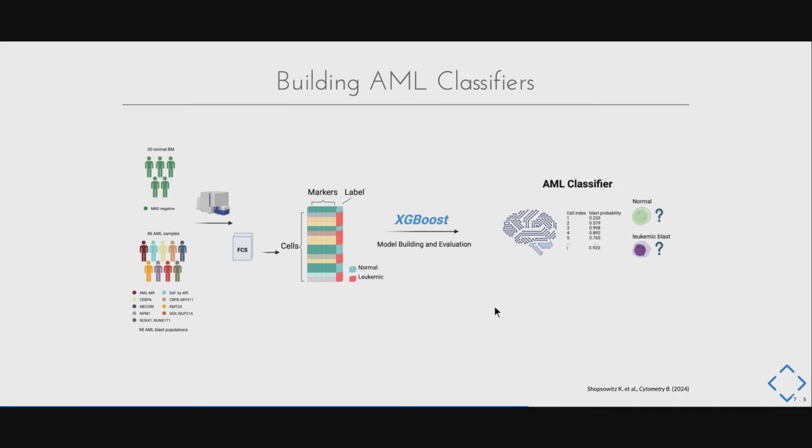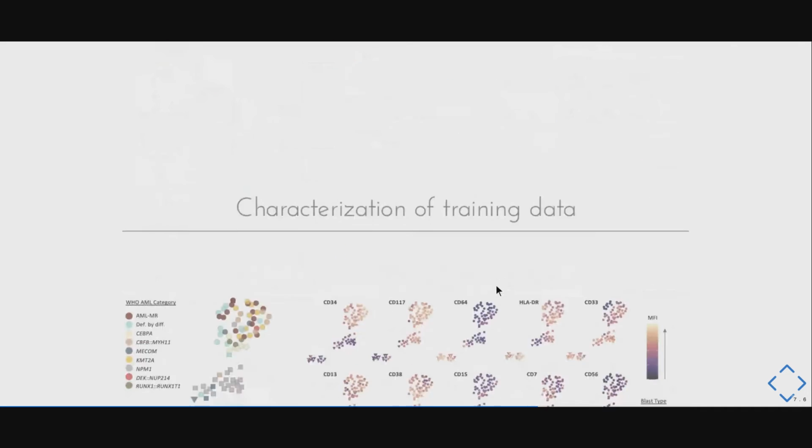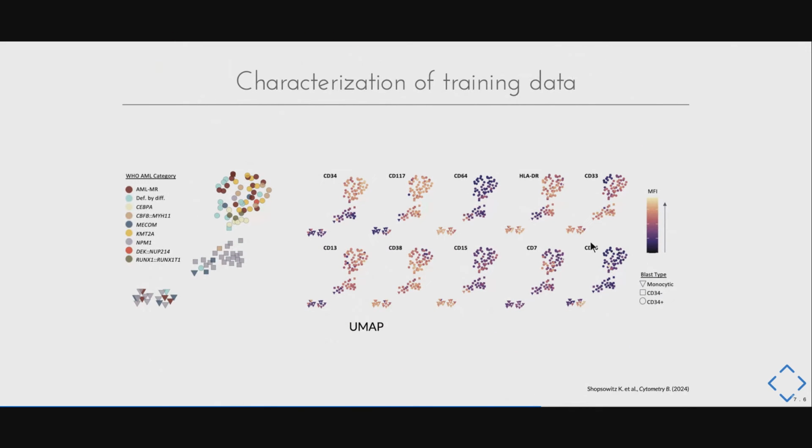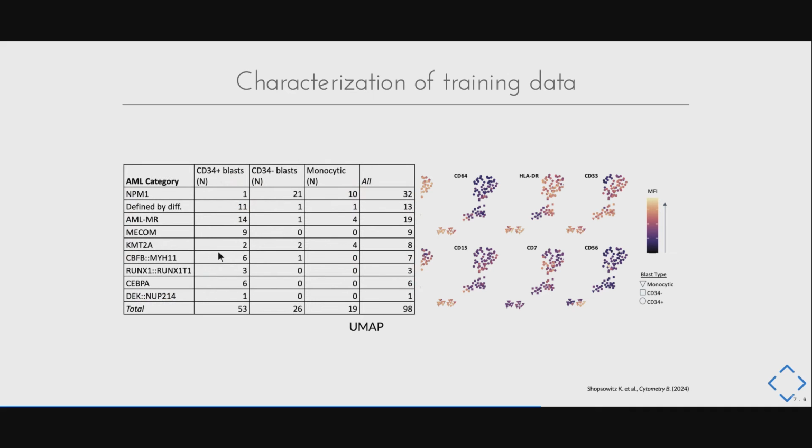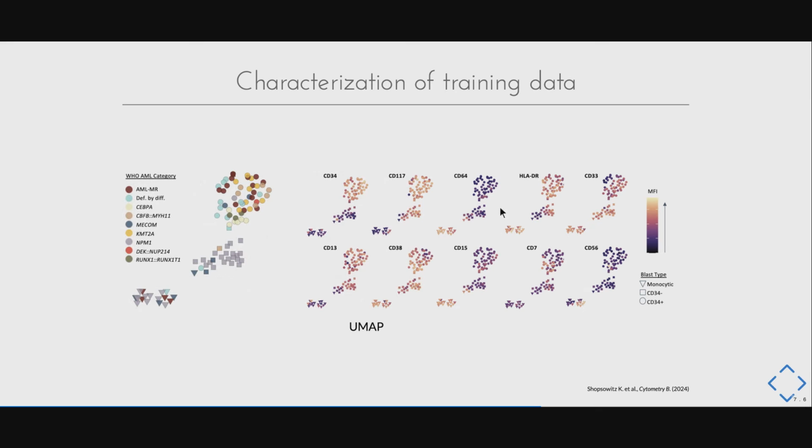So we give a score for every cell from the unknown sample. Here we use a very popular algorithm called XGBoost. AML is also known for its heterogeneity, so we try to include as much training data as possible, including different AML subtypes defined by WHO. The table shows the sample count per subtype, and the UMAP here illustrates the difference in immunophenotypes among all these WHO subtypes.